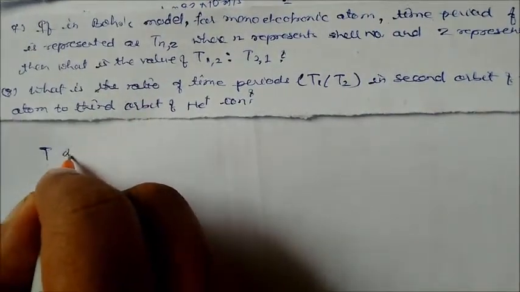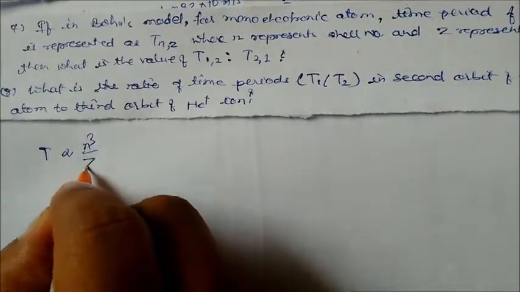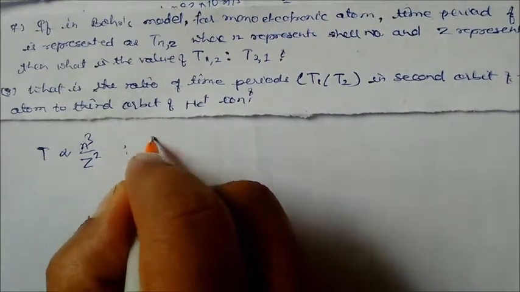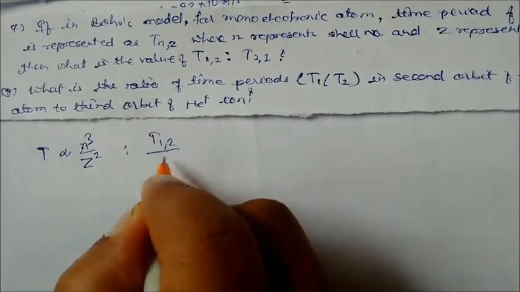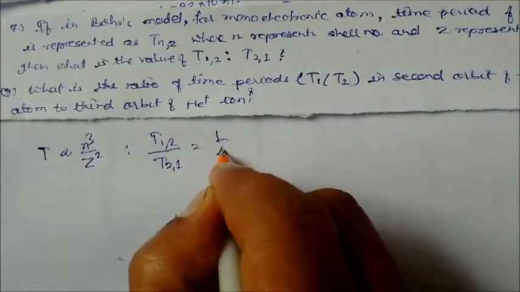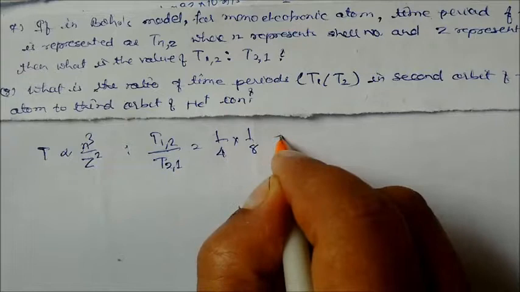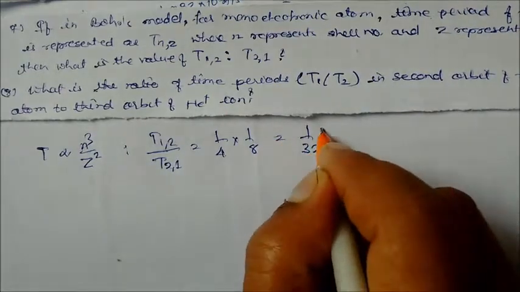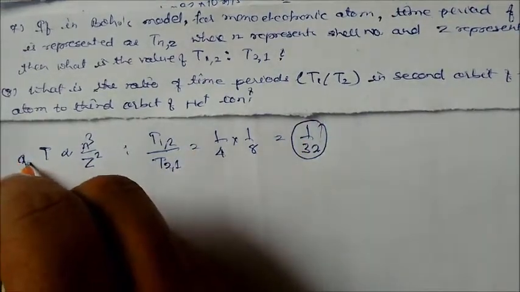We can directly solve this one. Time period is proportional to n cube by Z whole square. So T12 divided by T21, we can write the corresponding value as 1 by 4 into 1 by 8. So we will get the value 1 by 32. This is our answer for question number 7.